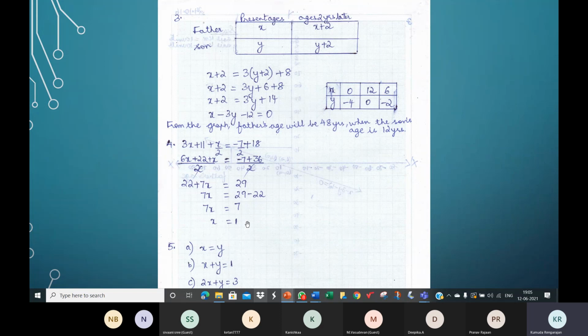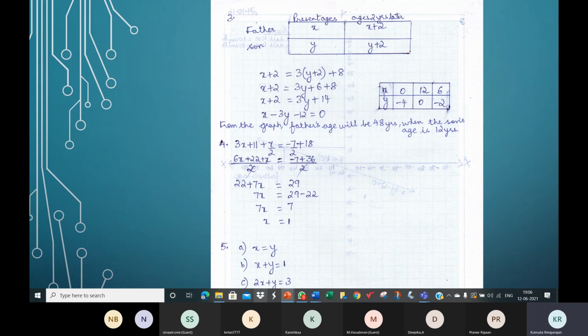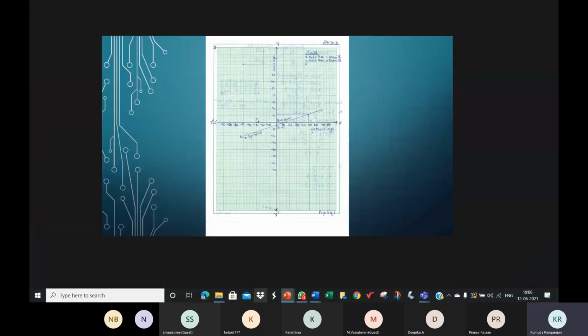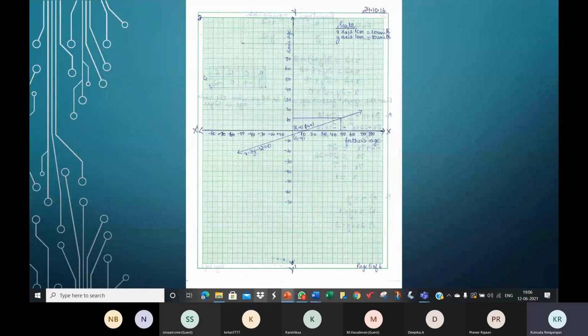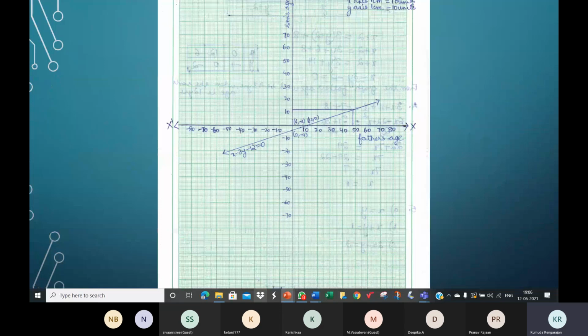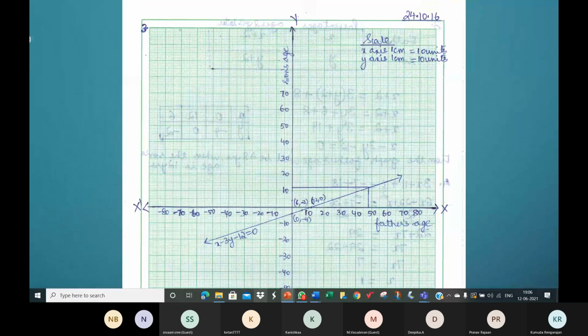Take a screenshot, children. Please complete this. Just in case you did not take a screenshot, do it now. Okay.